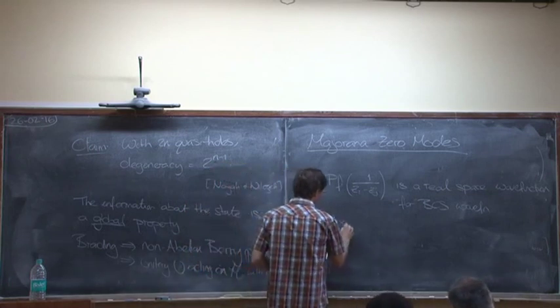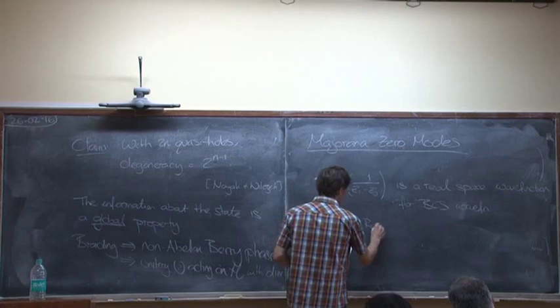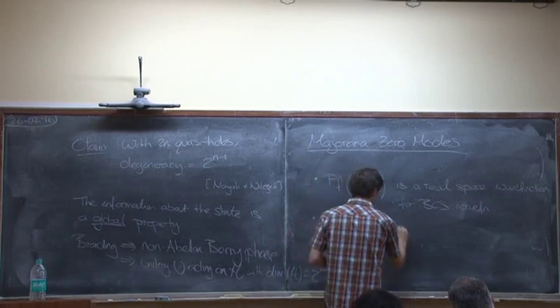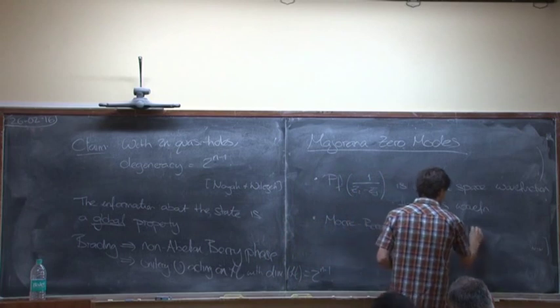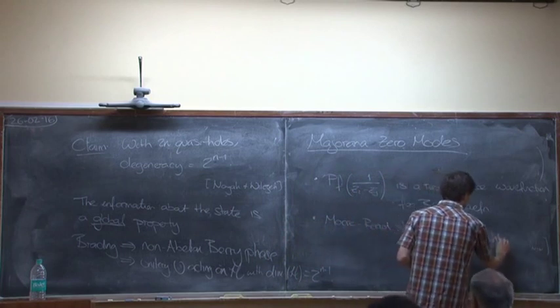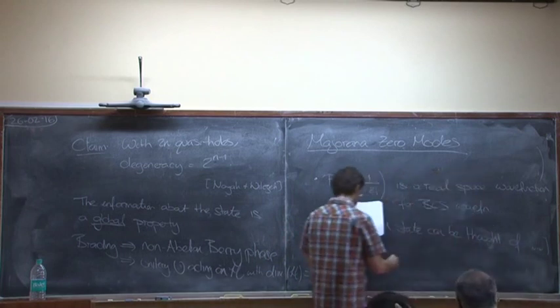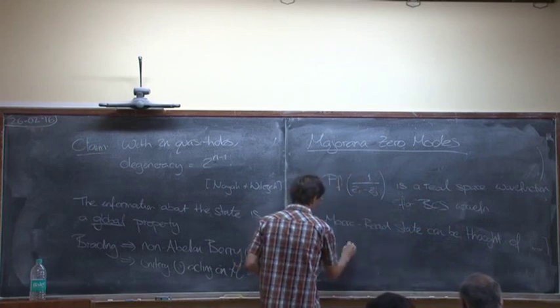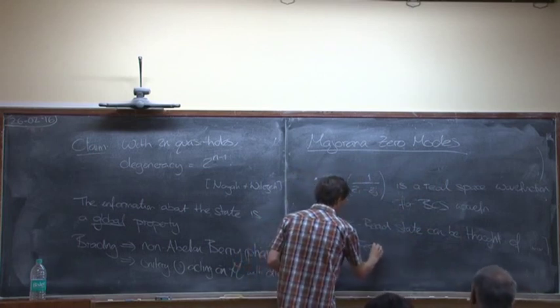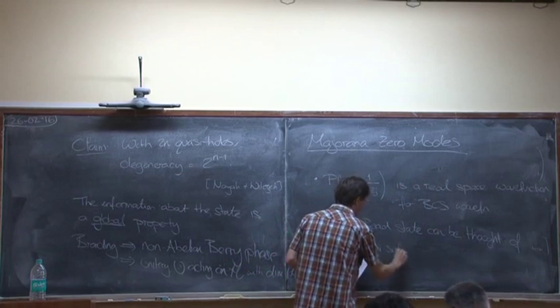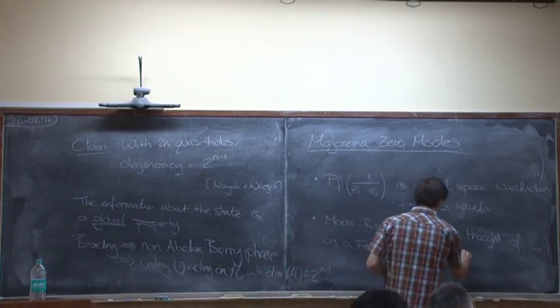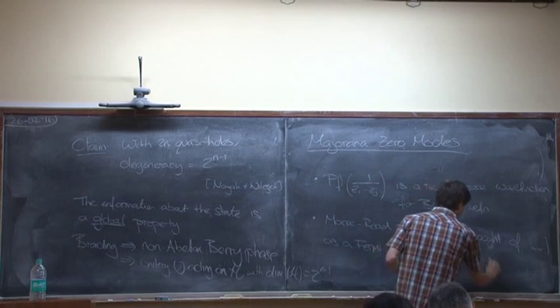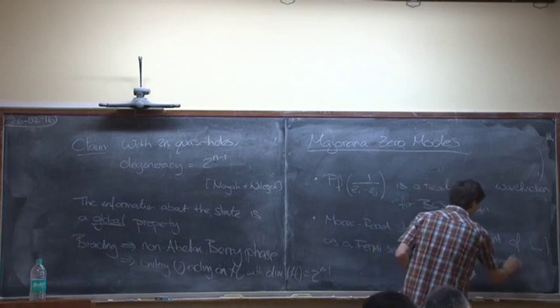So the Moore-Read state can be thought of as a Fermi surface of composite fermions which pair to form a superconductor.